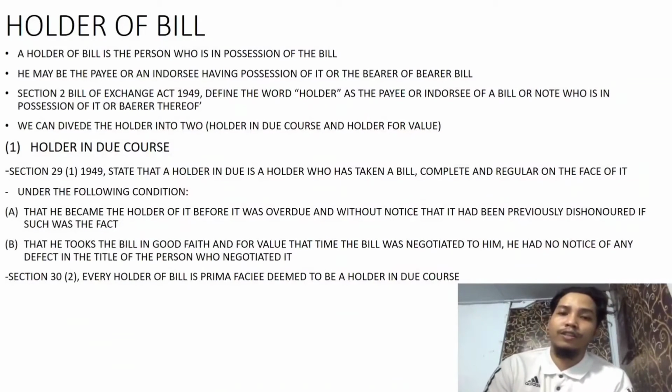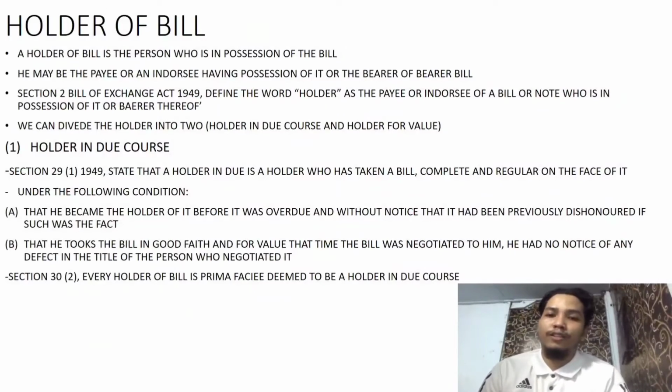The holder in due course, in section 29, subsection 1, Bill of Exchange Act 1949, states that a holder in due course is a holder who has taken a bill complete and regular on the face of it, under the following conditions. Number 1, that he became the holder of it before it was overdue and without notice that it had been previously dishonored, if such was the fact. Condition 2, that he took the bill in good faith and for value, and that at the time the bill was negotiated to him, he had no notice of any defect in the title of the person who negotiated it. Every holder of a bill is prima facie deemed to be a holder in due course, section 30, subsection 2.